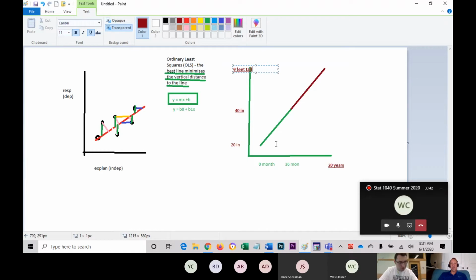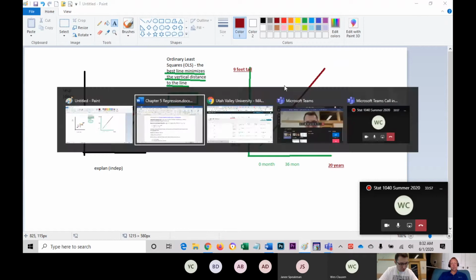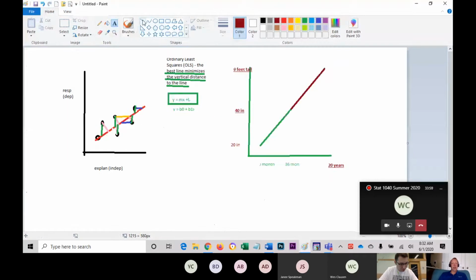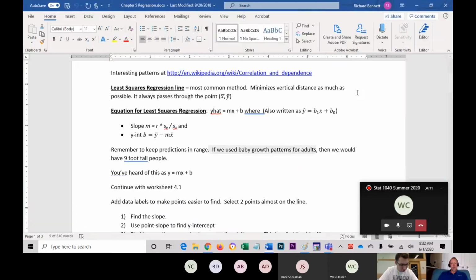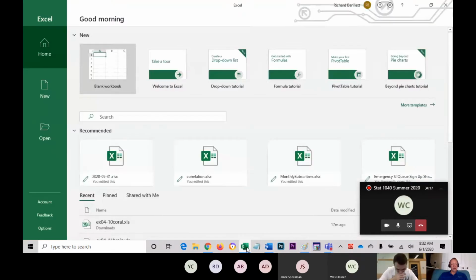And so the idea here is, it might be linear from 0 to 3 years, and that's fine to do prediction within here, but you probably shouldn't be predicting it out when you get out to 20 years old, because then they're going to be 9 feet tall. Okay? Because really, in reality, the growth curve is going to go off something like this, and it's going to have a different slope. Okay, so let me pull up this worksheet here, and we're going to do an example.